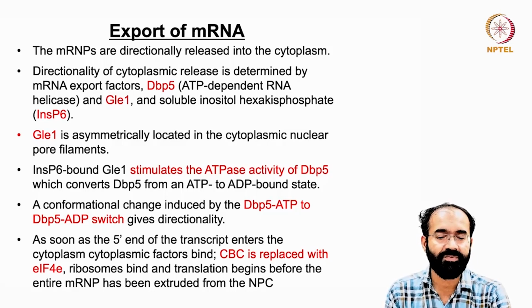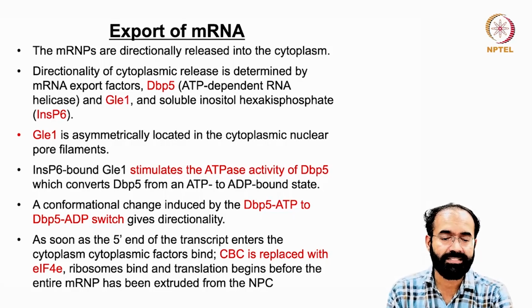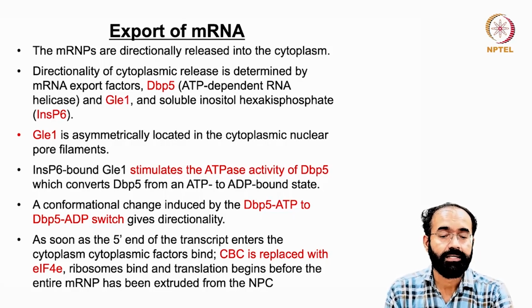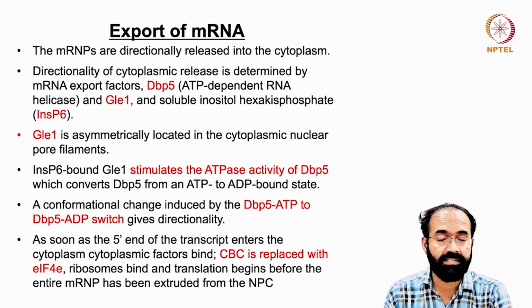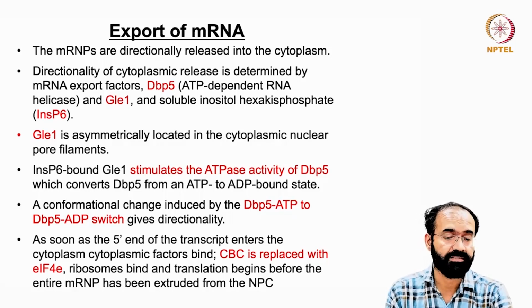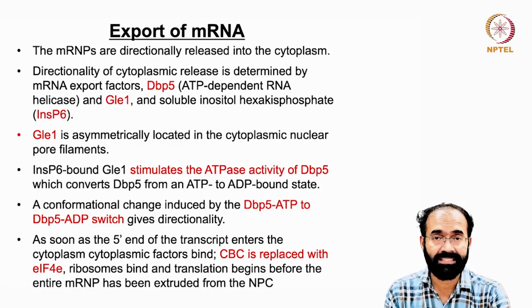And another protein, DBP5, which is a helicase, and GLE1, and a soluble inositol hexakisphosphate, also known as IP6. So three proteins, DBP5, GLE1 and IP6, provide the directionality via the export factors. And GLE1 is asymmetrically located in the cytoplasmic nuclear pore filaments. That means it doesn't look like a mirror image.